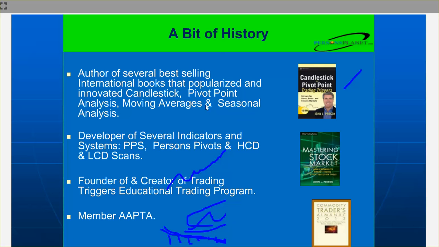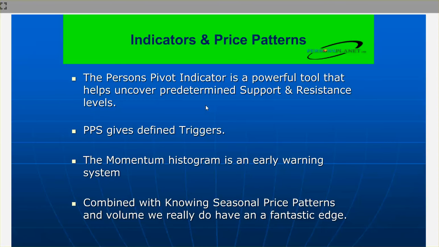In addition, I'm a member of APTA, which stands for the American Association of Professional Technical Analysis, and it's kind of a nice little group of guys in the field of, well, I guess gurus of technicians. Anyway, one of the indicators that you may find on TradeStation is called the Person's Pivot indicator.